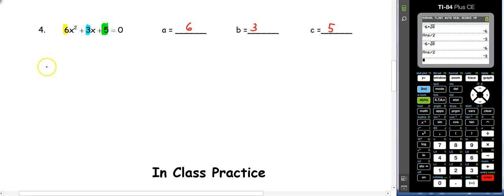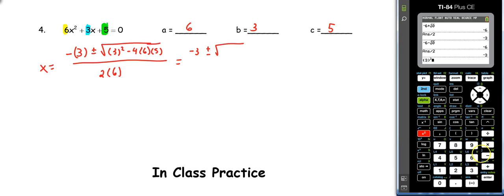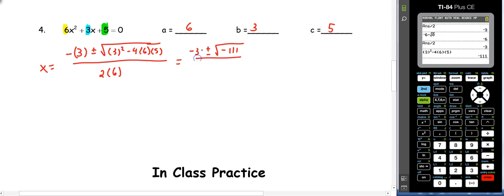So when I go to substitute, I have x equals negative b, so negative 3 plus or minus the square root of b squared, 3 squared, minus 4ac, so 4 times 6 times 5, all over 2a, so 2 times 6. When I go to simplify, negative times 3 is negative 3, plus or minus the square root. So I have parenthesis 3 squared minus 4 times 6 times 5 is negative 111 all over 12.